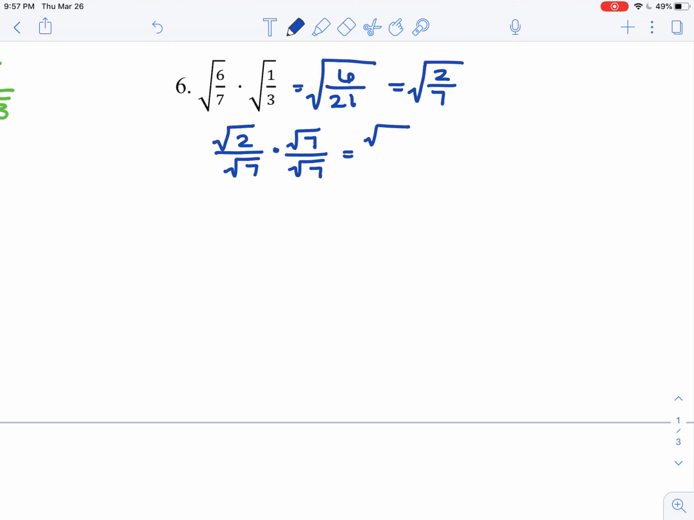In the numerator, 2 times 7 makes this the square root of 14. In the denominator, square root 7 times square root 7 makes a plain old 7. Always check to see if you can reduce. There is no perfect square that goes into 14, so the radical is already simplified. And we cannot reduce top to bottom because the 14 is underneath of the radical, but the 7 is not. So this is our final answer.